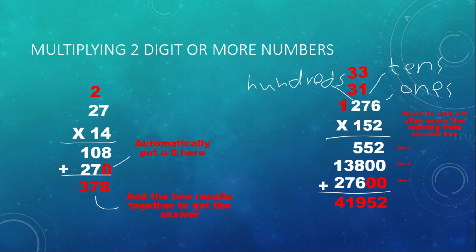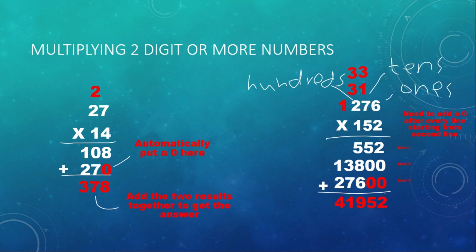When multiplying 3 digits or more, such as 276 times 152, the steps are the same as with 2 digits. Times the ones column at the bottom by the ones column at the top, then the tens column, and then the hundreds column. In this case, it will be 2 times 6, 2 times 70, and 2 times 200, giving you 552. You then add a 0 before you start the next line, and then move on to the tens column. 50 times 6, 50 times 70, and 50 times 200, giving you 13,800.